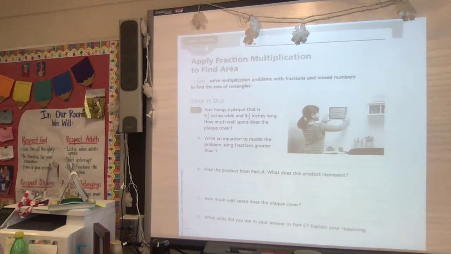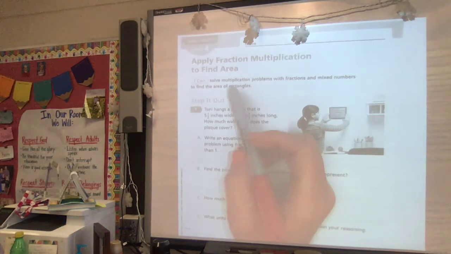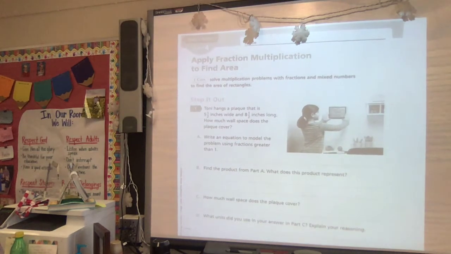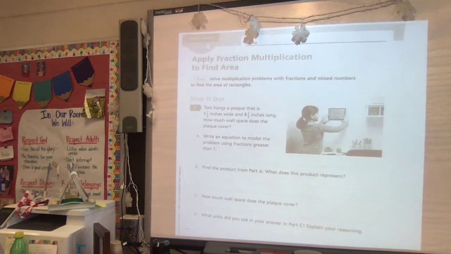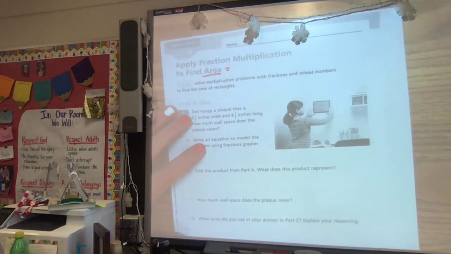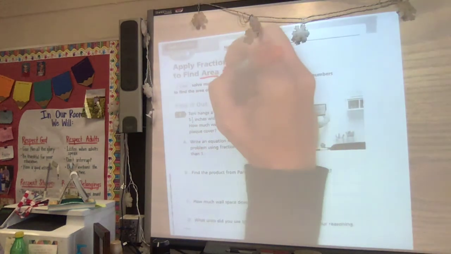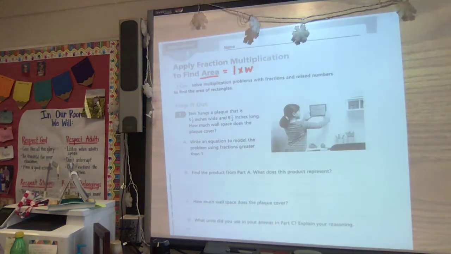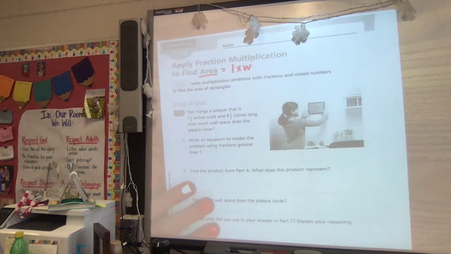So it says, today we'll be able to solve multiplication problems with fractions and mixed numbers to find the area of rectangles. Anytime we see area, I just want you to think, how do we find area? Remember, that's length times width. Write that down somewhere. We need to remember that area is length times width.